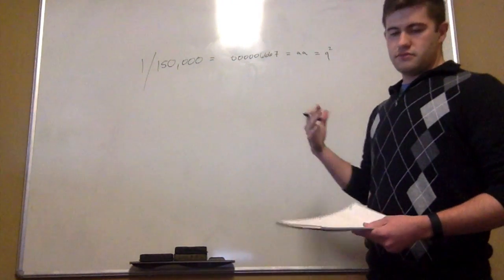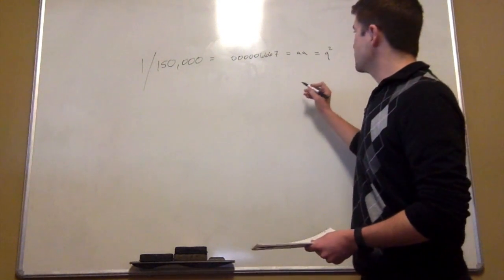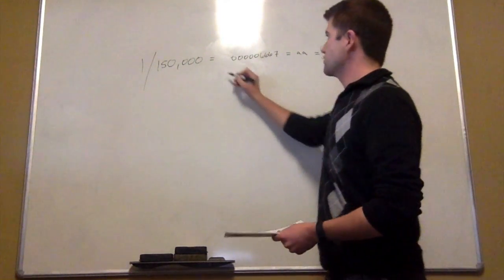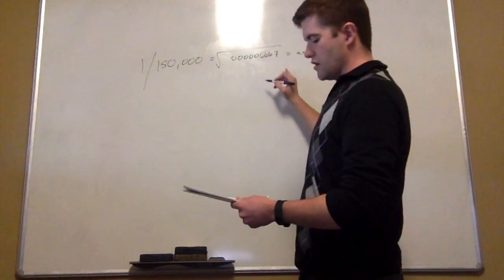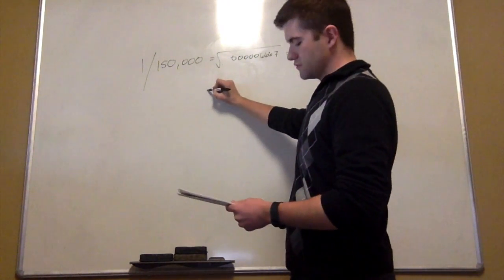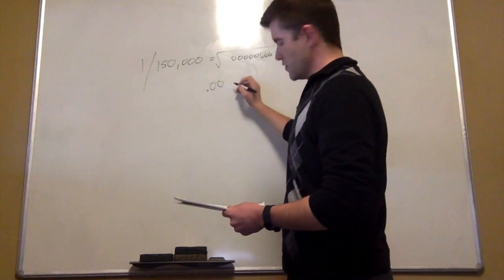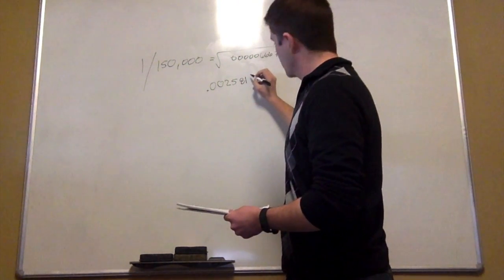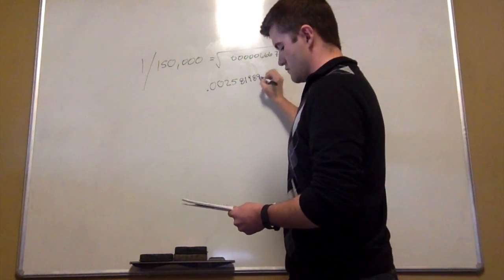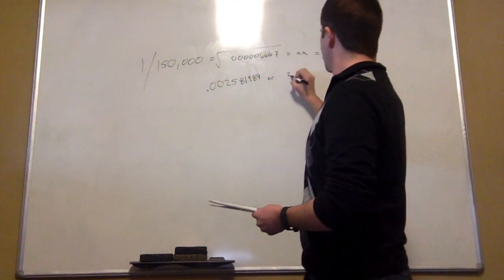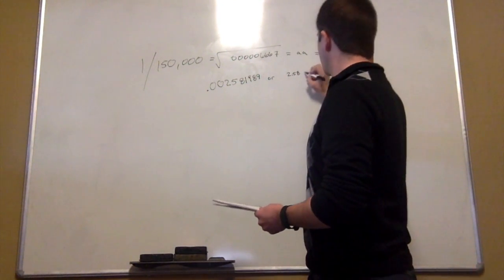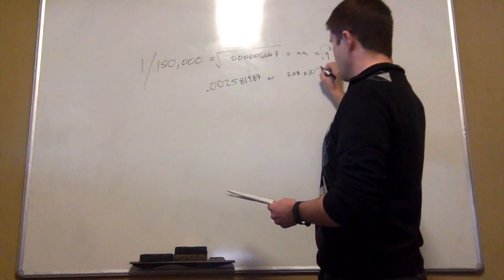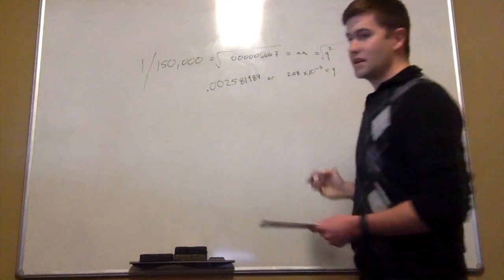So to find the frequency of that, we need to take the square root of it. If we take the square root of this number here, it will give us this number, or 2.58 times 10 to the negative 3. And that is equal to q.